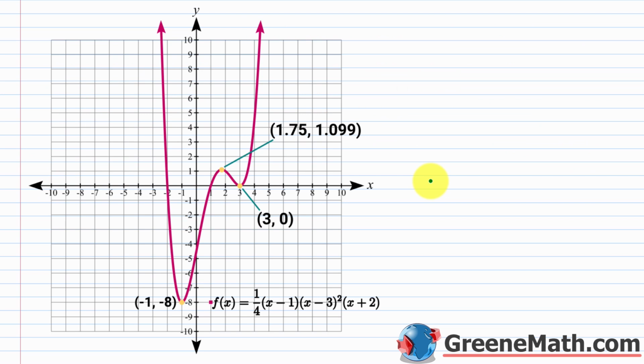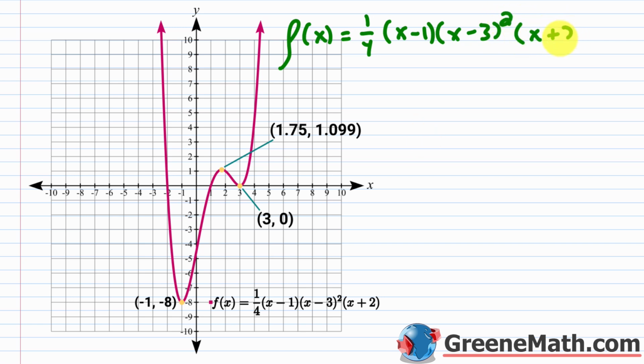Okay, let's look at an example real quick. So I have this graph already drawn. So let me write this out. It's a little bit hard to see. So f of x is equal to 1/4 times the quantity x minus 1, and then times the quantity x minus 3 squared, and then times the quantity x plus 2. Again, I've given you this on Desmos. Your degree here, if you want to go through and simplify, it's going to be 4.